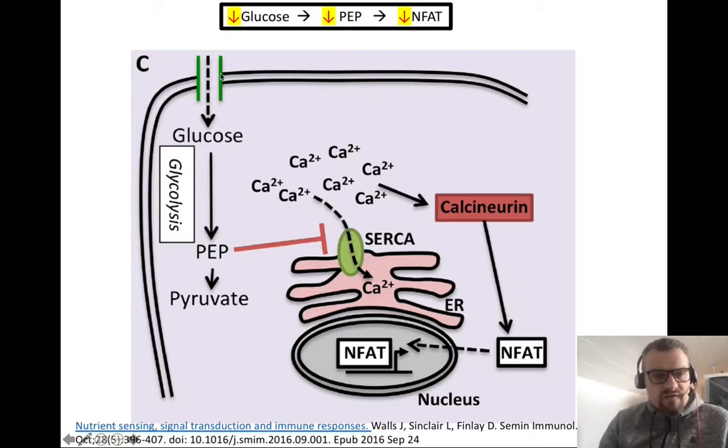If you're in a glucose deficient microenvironment, low levels of glucose mean that you get decreased levels of all the metabolites throughout glycolysis, including phosphoenolpyruvate. And under these circumstances, following TCR activation and T cell activation, you still get calcium released into the cytosol, but it's taken up much quicker back into the ER, which means you only get transient and less robust NFAT activation, which ultimately leads to an inability for the T cells to activate properly.